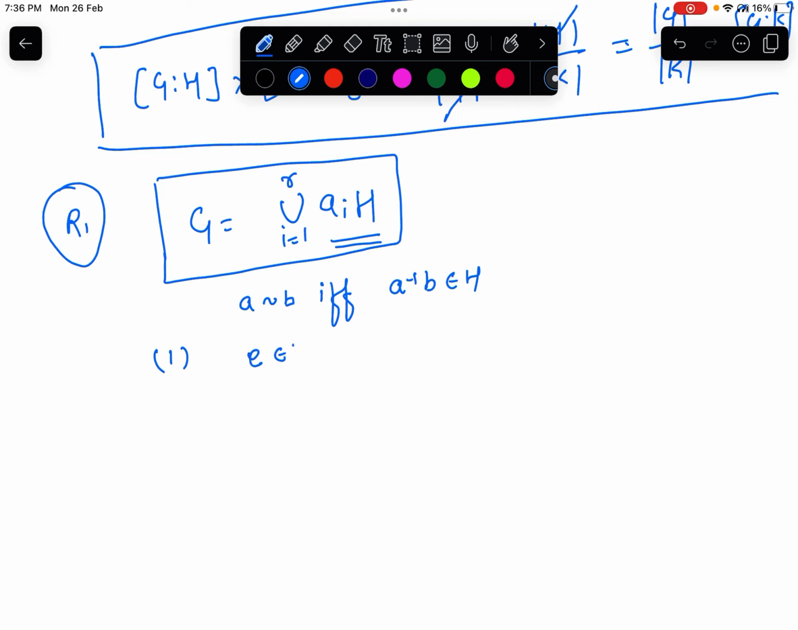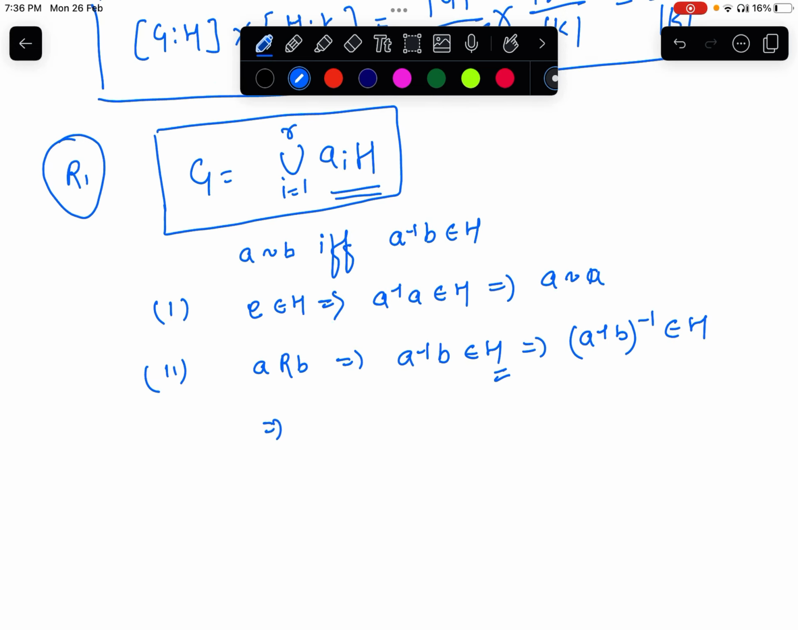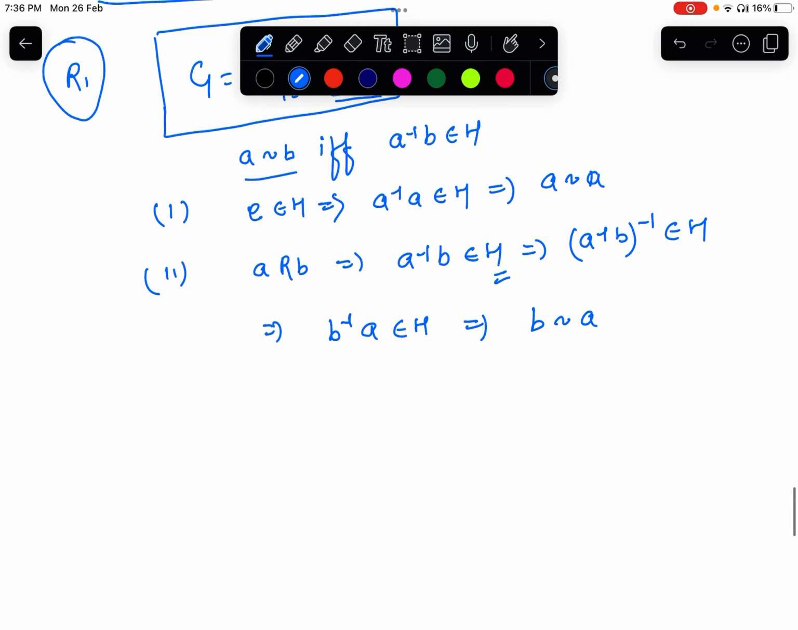Since identity belongs to H, that means a inverse a belongs to H. That implies a is related to a. Second, we need to prove that this is a symmetric relation. So a is related to b. That implies a inverse b belongs to H. And since H is a subgroup, that means (a inverse b) whole inverse belongs to H. This implies b inverse a belongs to H. And this implies, by the definition, b is related to a.